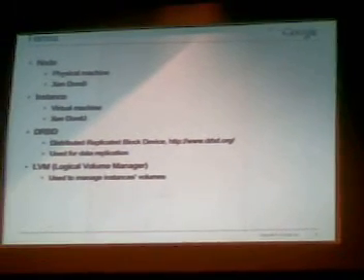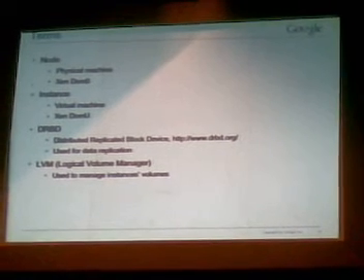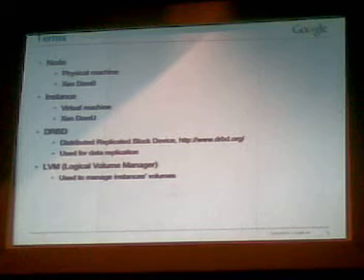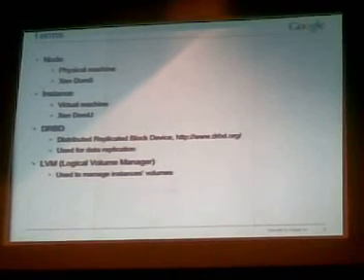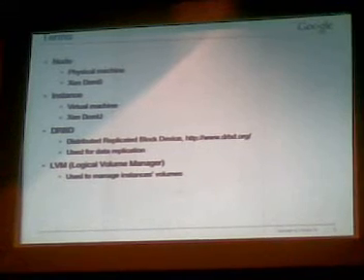Then we use DRBD, which is a distributed replicated block device, and it's used to replicate data from one node to another on the block device level, which is for most people just a hard disk or a partition. And we use LVM for partition management so that we don't have to repartition the whole hard disk every time. And we can still use a single partition per instance.